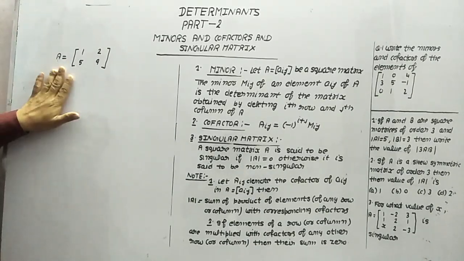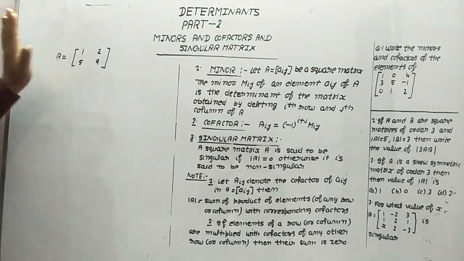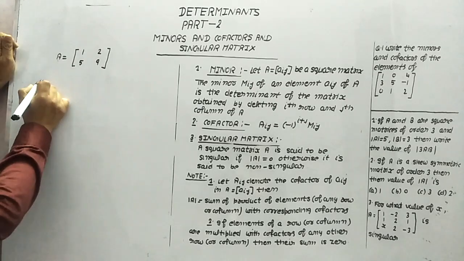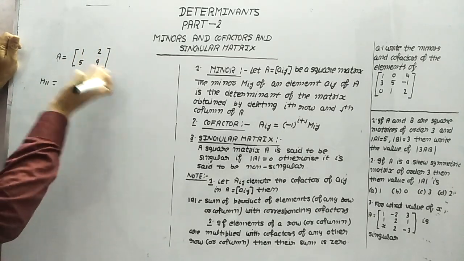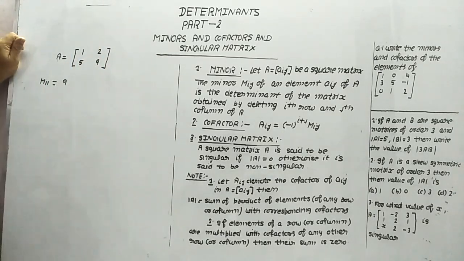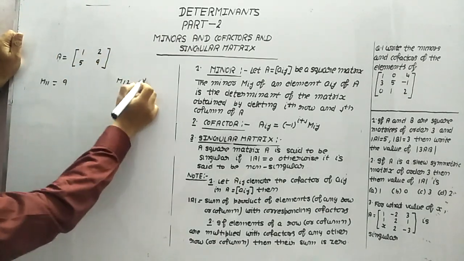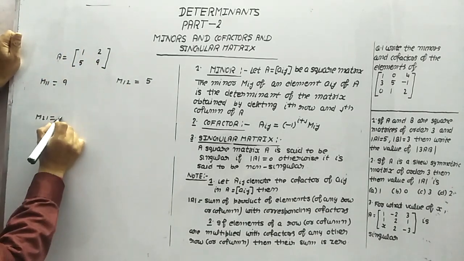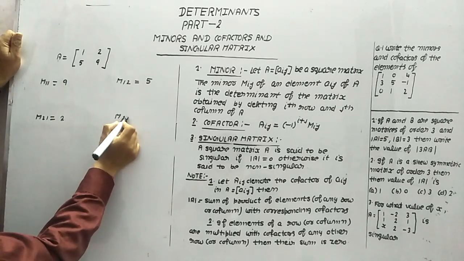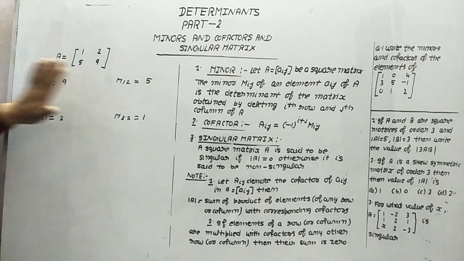Now look at this. If we have a 2 by 2 square matrix, then we can easily calculate the corresponding determinants. How many elements are there? 4. It means there will be 4 minors. Now M11 means eliminating the first row and first column. What is the single element left? This is the determinant, that means 9. In the same way, M12 means first row, second column. What is this? 5. M21, second row, first column. What is this? 2. M22 means second row, second column. What is left? 1. These are the minors.